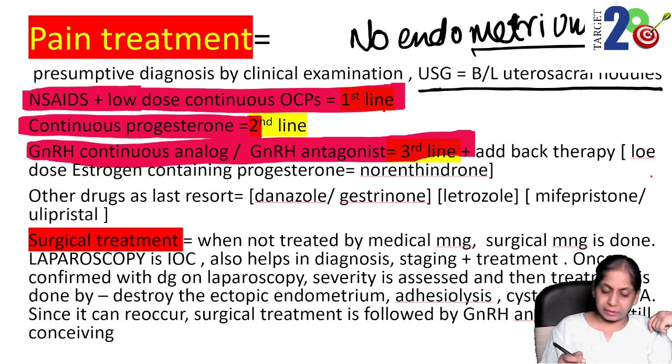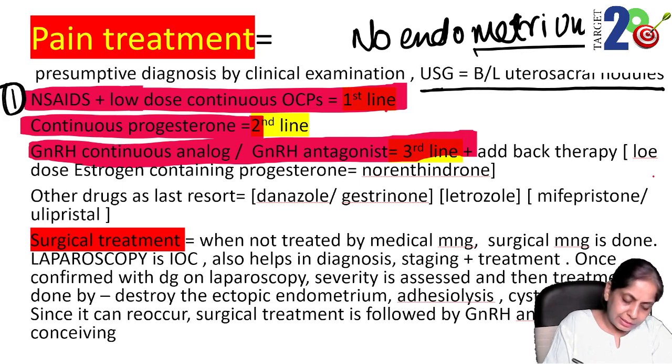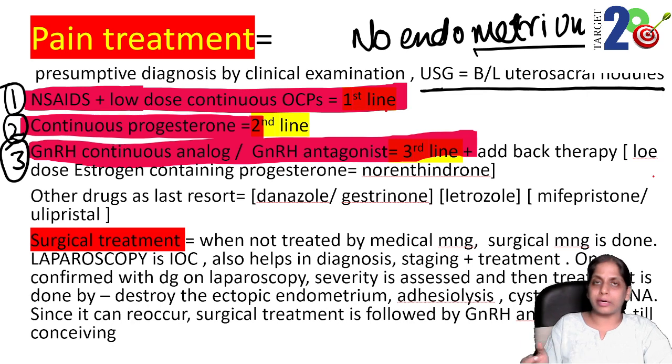And then there are some other drugs which can also be given as a last resort, but the three lines are only this. Number one was NSAIDs and low dose OCPs, number two was continuous progesterone, and number three was GnRH continuous analog or GnRH antagonists.